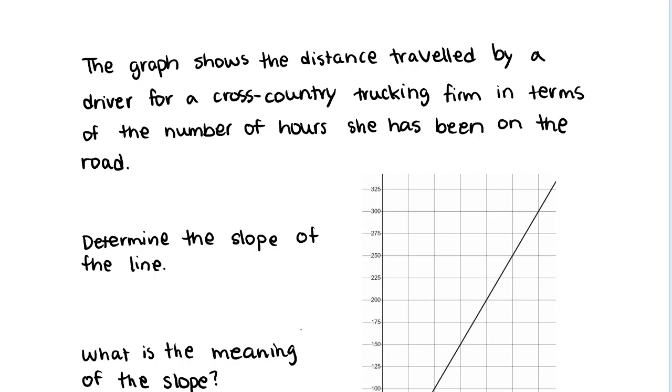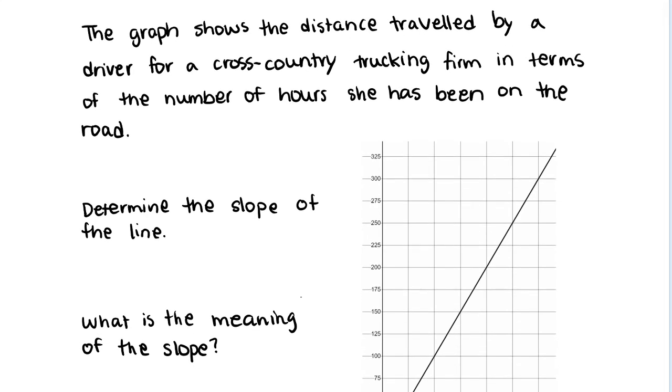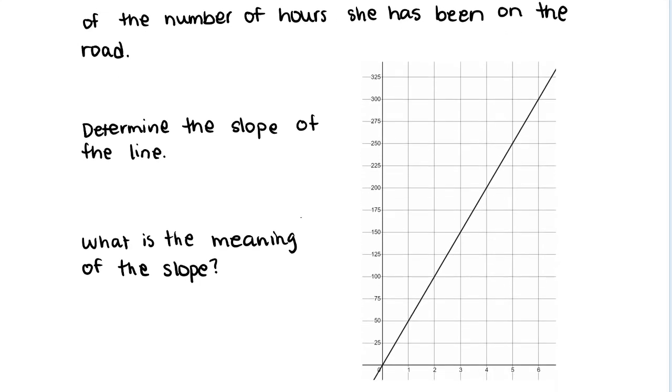So here this last example says that the graph below shows the distance traveled by a driver for a cross-country trucking firm in terms of the number of hours she has been on the road. So here it tells us the distance traveled by a particular driver based on the number of hours they've been on the road. That's what this graph is here. And so here we want to determine the slope of this line. And so what that means is we need to take 2 points on this line and find the change in the outputs divided by the change in the input. So here I'm going to take these 2 points here. I'm going to take this one, and maybe I'll take this one out here.